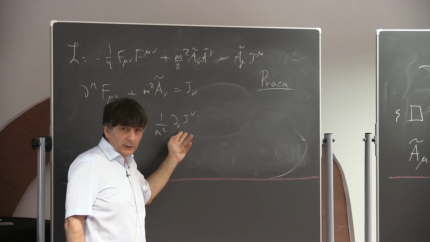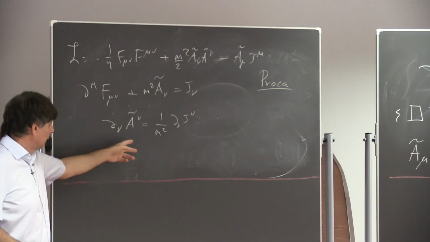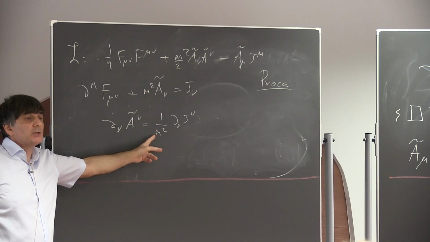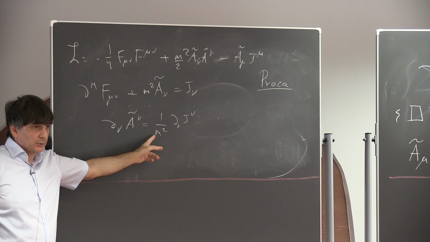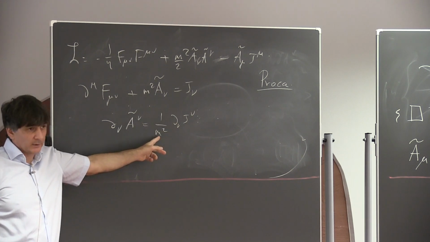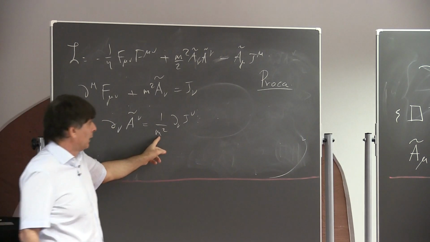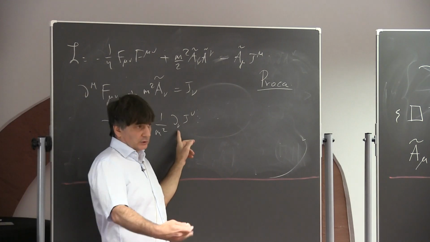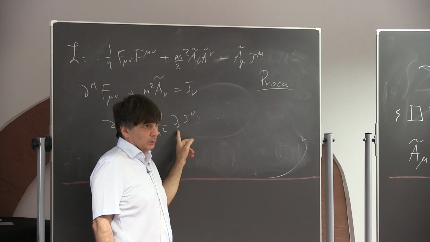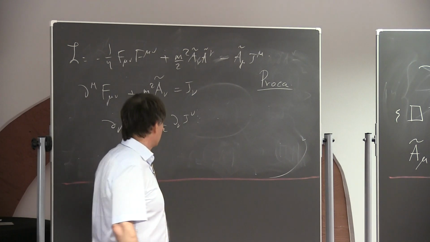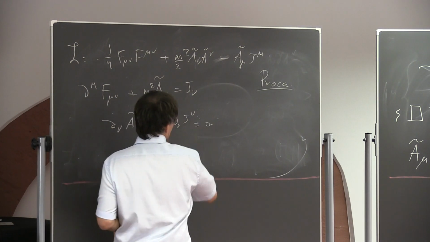If the source is not conserved, the non-conservation should be controlled by the mass, as you can see, because the right-hand side is singular when the mass goes to 0. So therefore, the non-conservation should also somehow smoothly go to 0 when we take the mass to 0 limit. But okay, let's set this to be 0 for a moment. It doesn't matter.